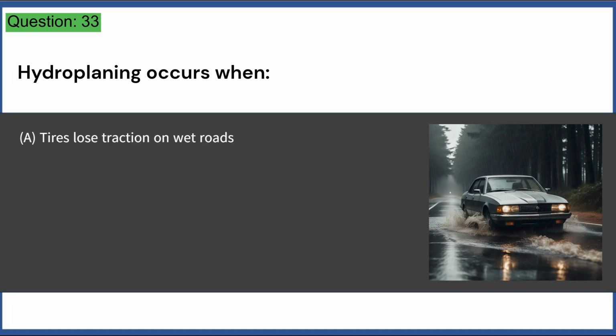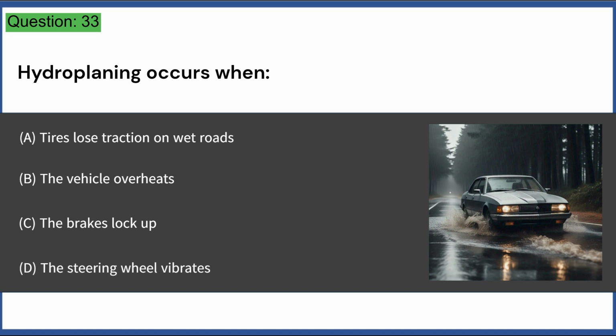Hydroplaning occurs when: A. Tires lose traction on wet roads. B. The vehicle overheats. C. The brakes lock up. D. The steering wheel vibrates. Answer A. Tires lose traction on wet roads.